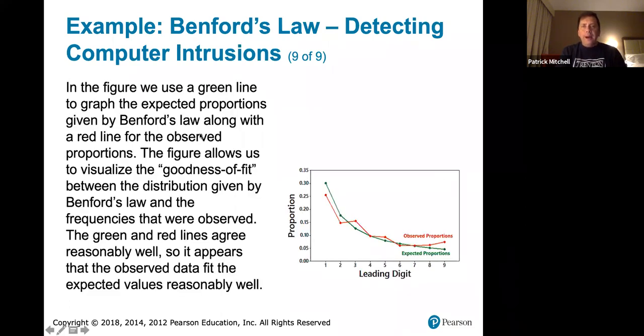All right, and here's a little picture they drew. In the figure, we use a green line to graph the expected proportions given by Benford's law, along with a red line for the observed proportion. So you see it's not perfect, but it is very, very close. The figure allows us to visualize the goodness of fit between the distribution given by Benford's law and the frequencies that were observed. The green and red lines agree reasonably well, so it appears that the observed data fit the expected values reasonably well.